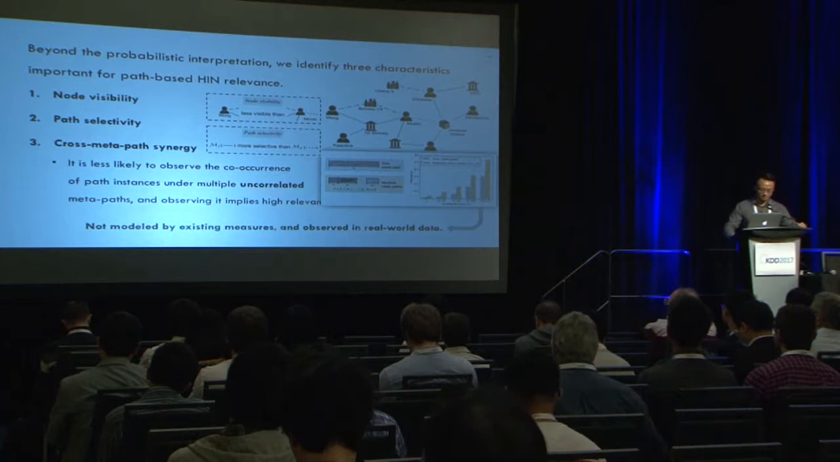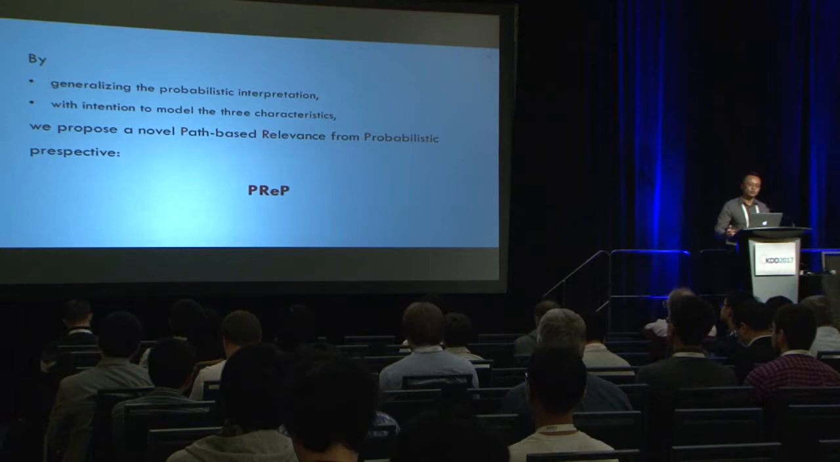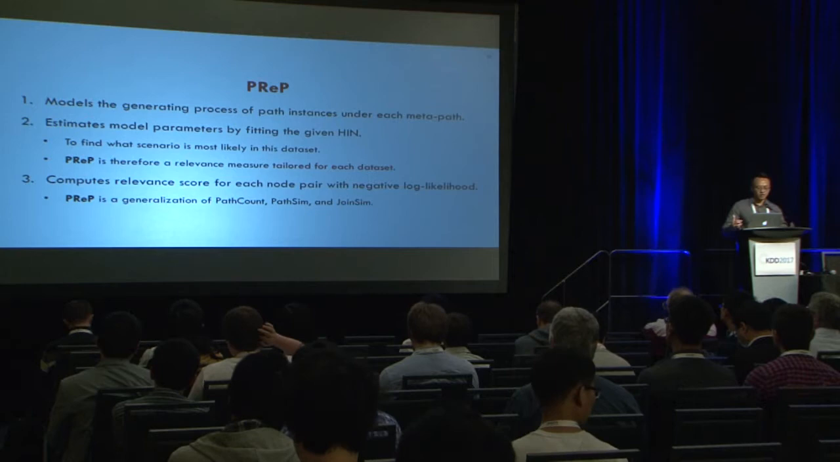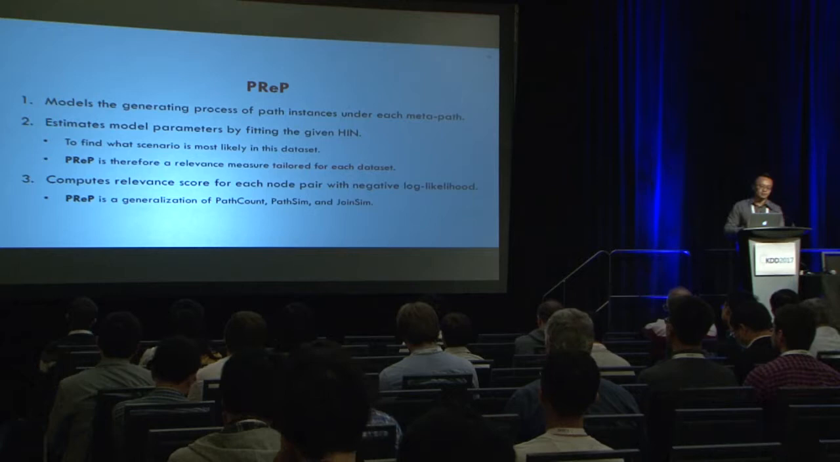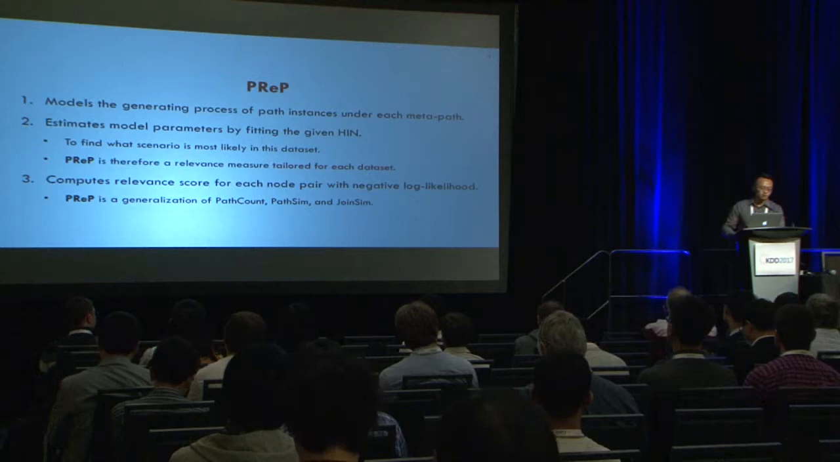And now we have the probabilistic interpretation, and we also have the three characteristics. We then proposed a novel path-based relevance measure from a probabilistic perspective, which we call PrEP. The high-level idea of how PrEP works is that, following our interpretation of existing relevance measures, PrEP models the generating process of path instances under each metapath. And PrEP estimates its model parameters by fitting the given HIN. That is to say, when fitting the model, what PrEP does is to find what scenario is most likely in this given data set.